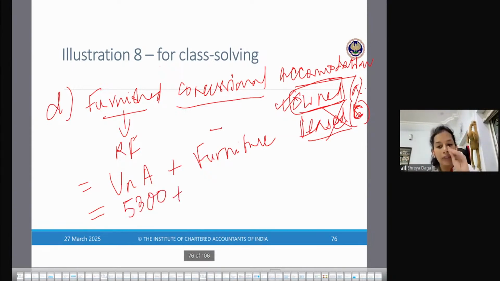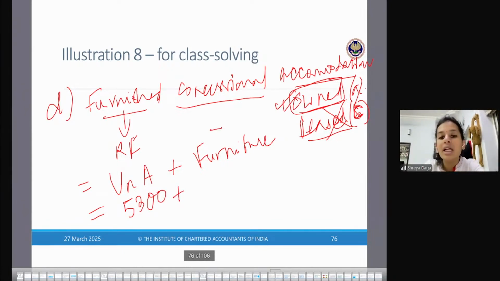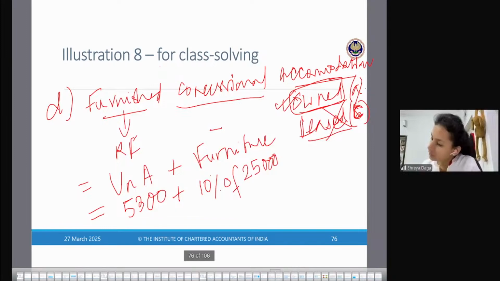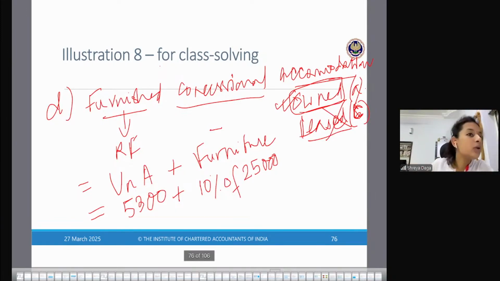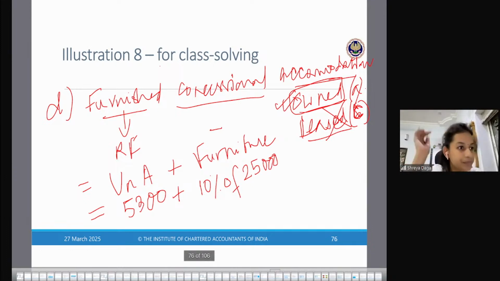And what is the value of furniture? One furniture which is TV is owned by the employer. If it is owned by the employer, then you need to do a 10% valuation of cost. Cost is 25,000 of the TV. Let's read the sum again. TV cost is 25,000. They have given you a written down value also. Is it relevant for you?